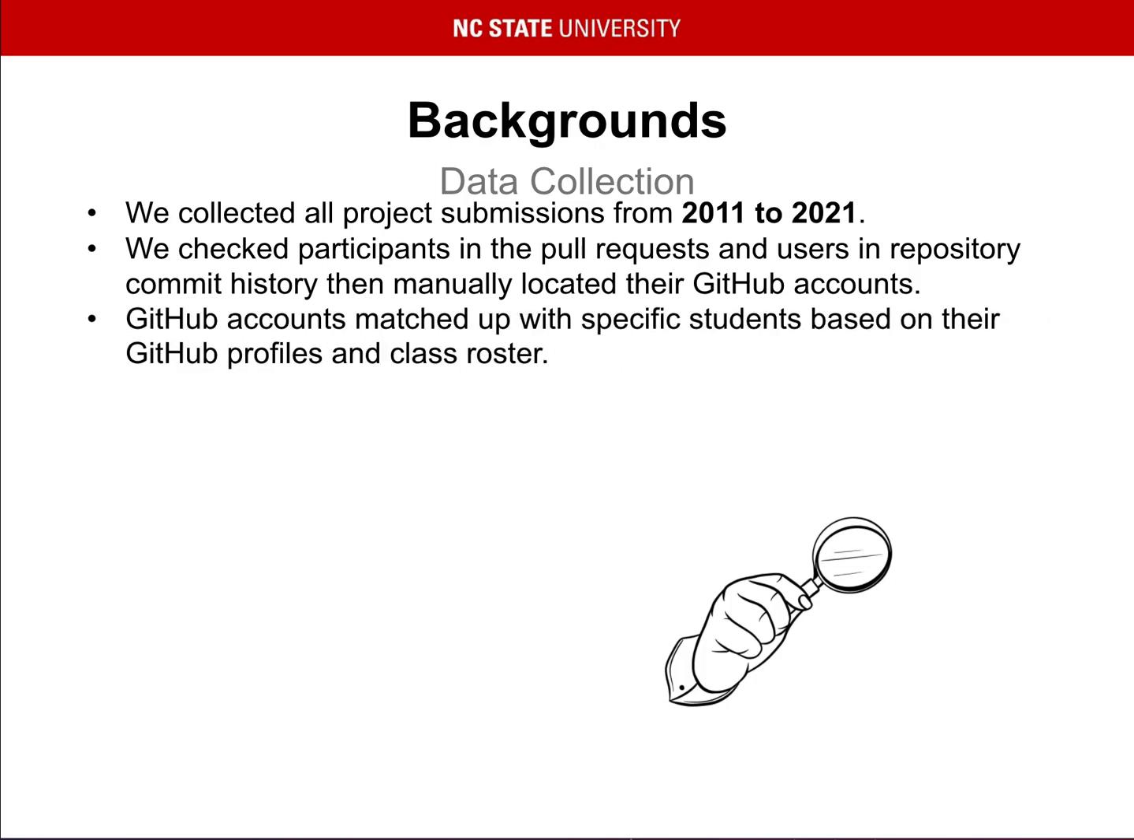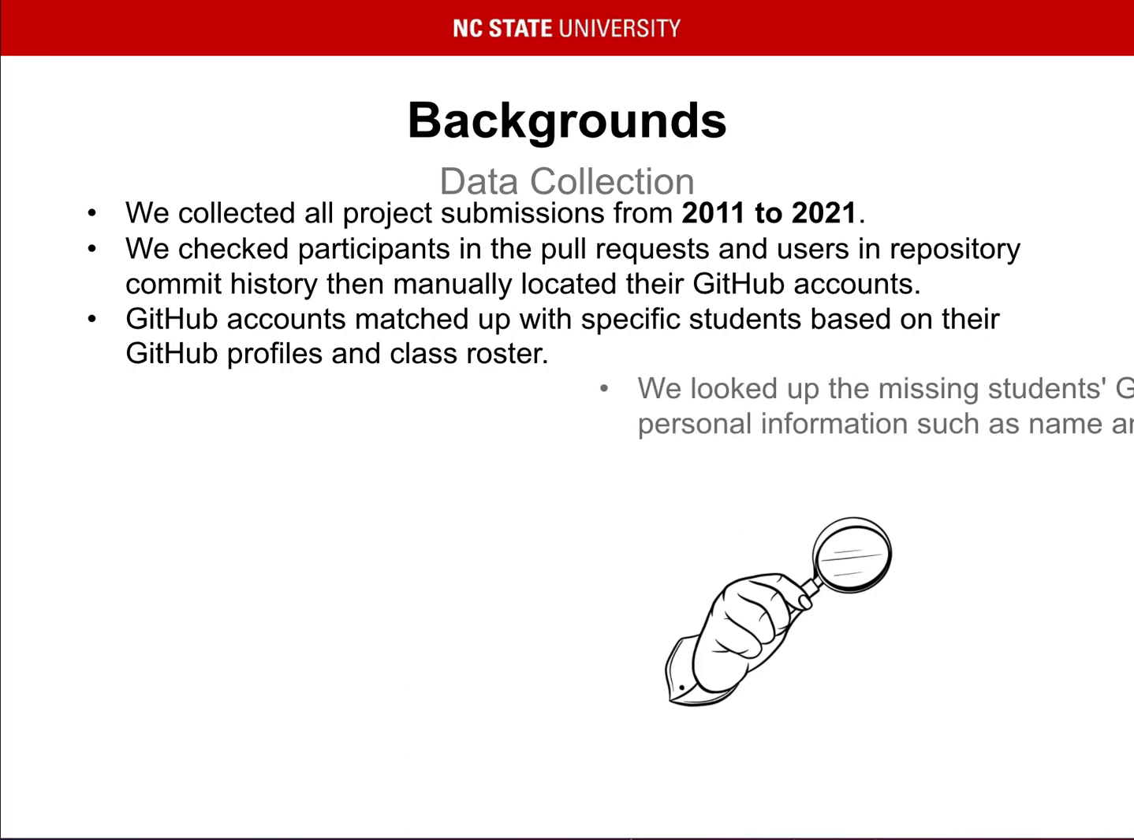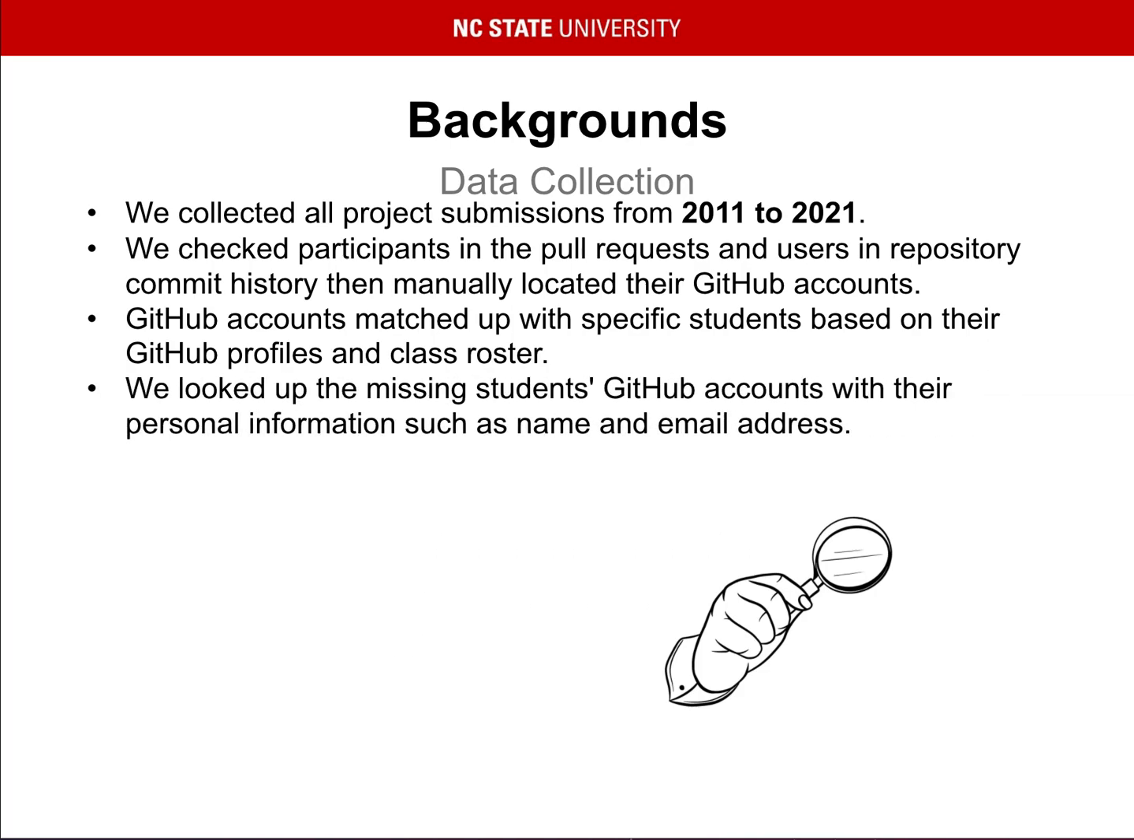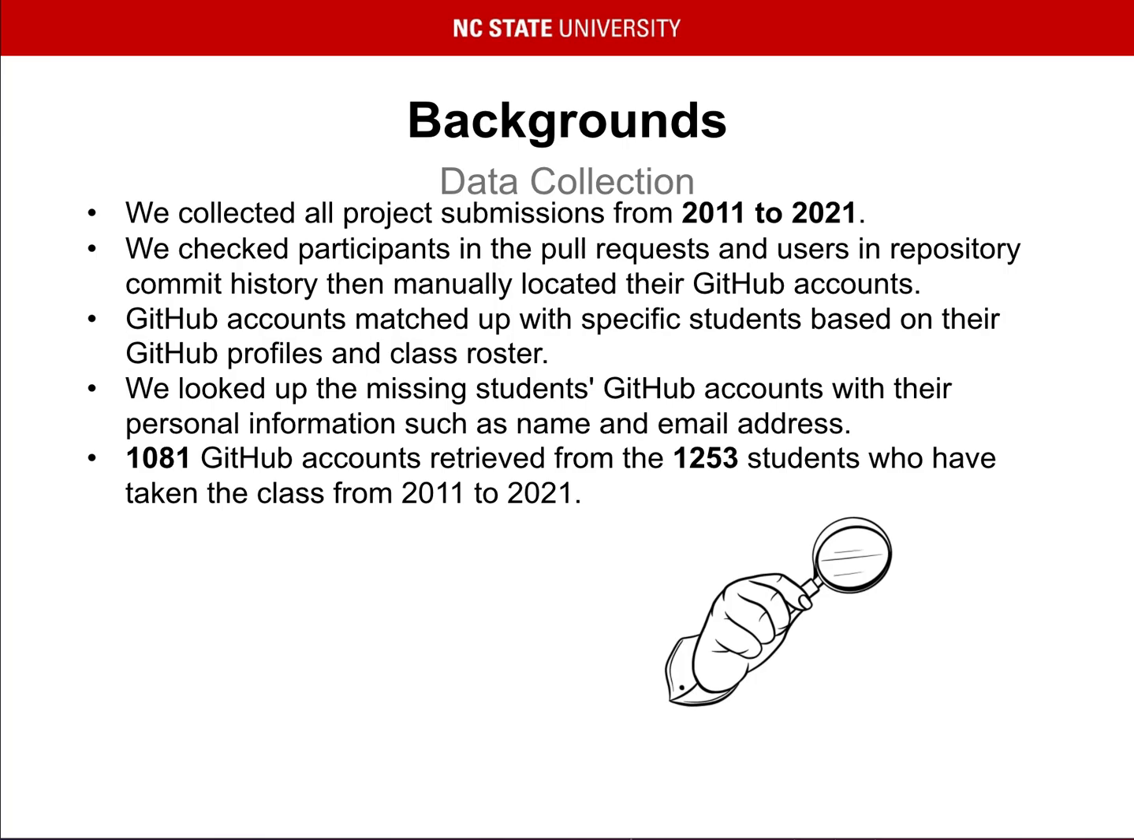We matched the GitHub accounts up with specific students based on their GitHub profiles and class roster. We looked up the missing students' GitHub accounts with their personal information, such as name and email addresses. About 5% of all the GitHub accounts we retrieved from the past 10 years belong to this category. Overall, we successfully retrieved 1,081 GitHub accounts from 1,253 students who have taken the class from 2011 to 2021.